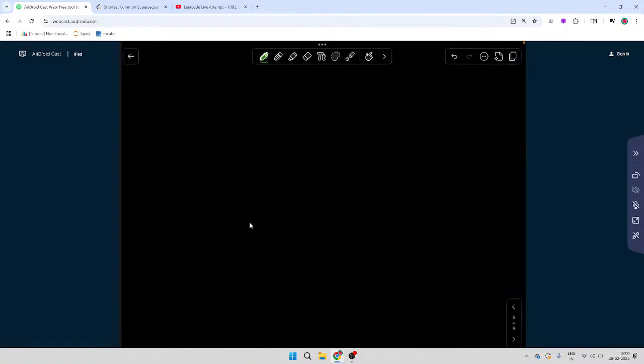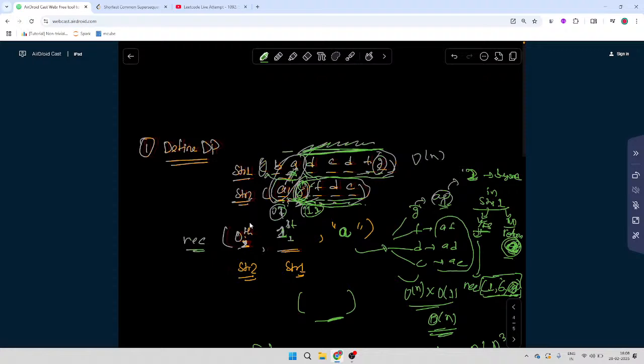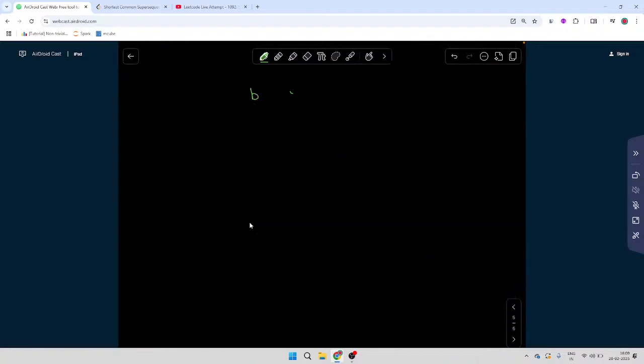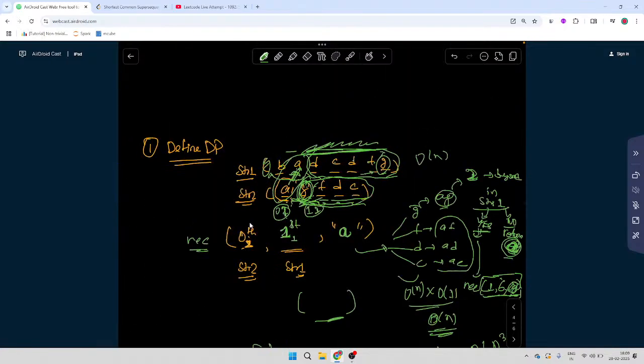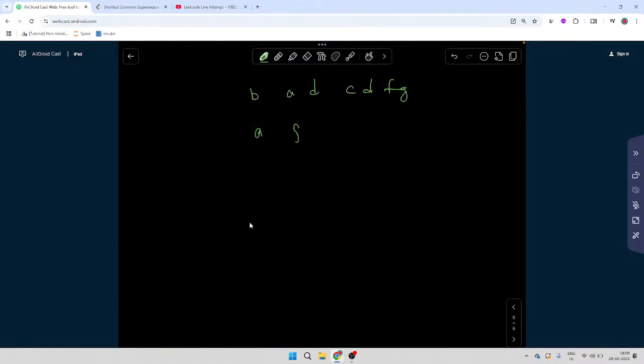Cool. So the example is B, A, D, C, D, F, G and A, G, F, D, C. What I was saying, so we have these two strings at the first place, right? So the way we started here, we look for the first character. It might be there, it might not be there, but we found it here. So yay, that's a match.